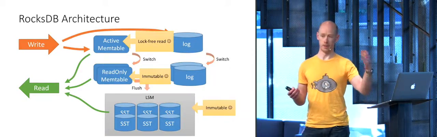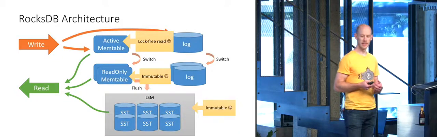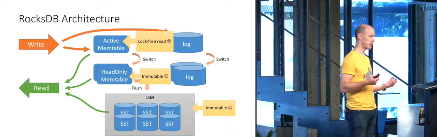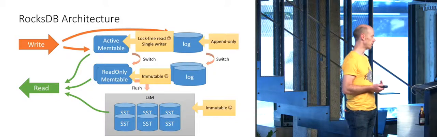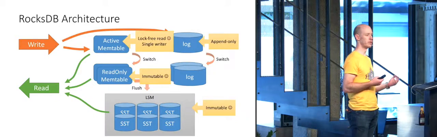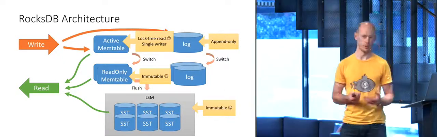So from a concurrency standpoint, on the read side, things are really good. Most of the stuff on the bottom is all immutable, so it's really easy to deal with concurrency. And it's not that hard to build a lock-free skip list, which is what we did for the memtable. So the readers are all lock-free. The write's not quite as good, though. So the original implementation was a single writer for the active memtable, and obviously the log is append only because that's what logs are.